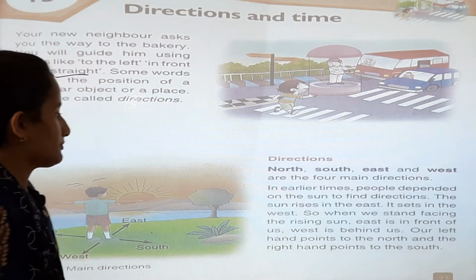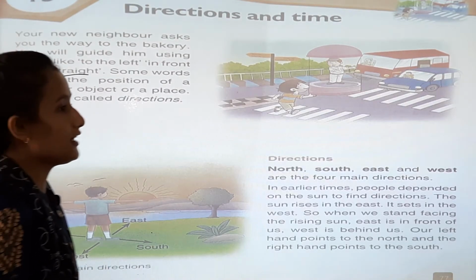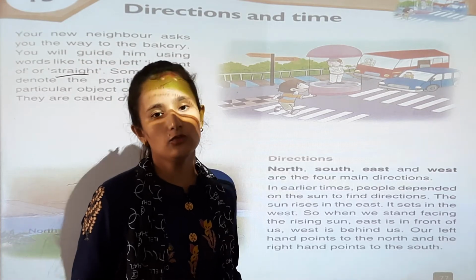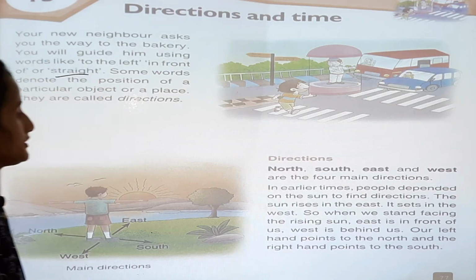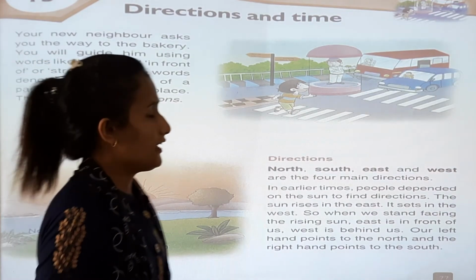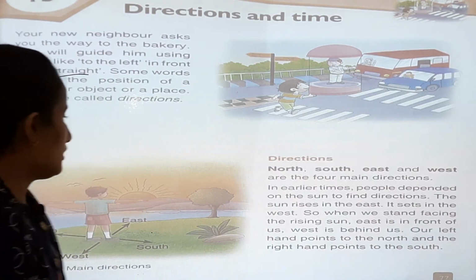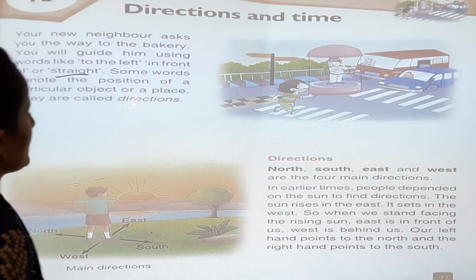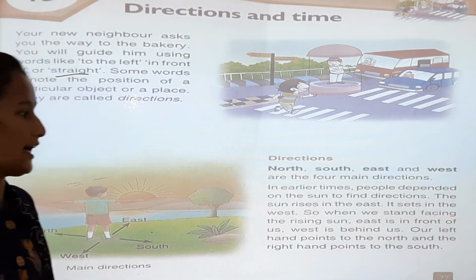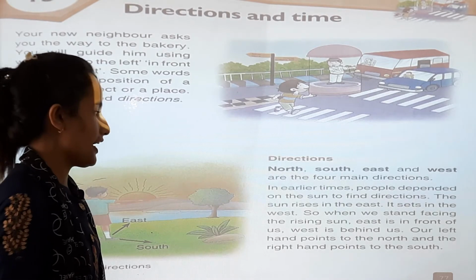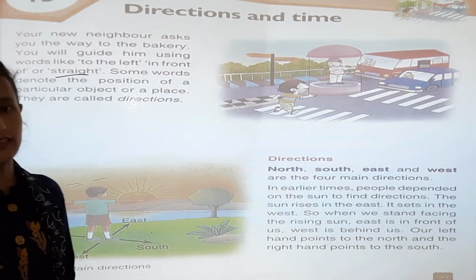The sun rises in the east. It sets in the west. When you wake up early in the morning, what will you see? The sun rises from the east, not from the west. In the evening you can see the sun set in the west. When we stand facing the rising sun, east is in front of us. In the evening you can see the sun set on the west side, okay?